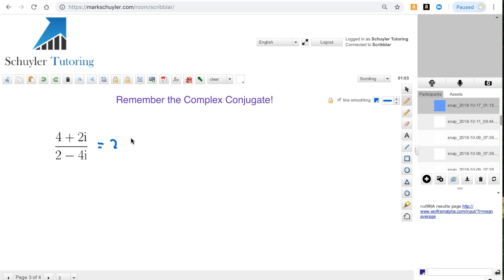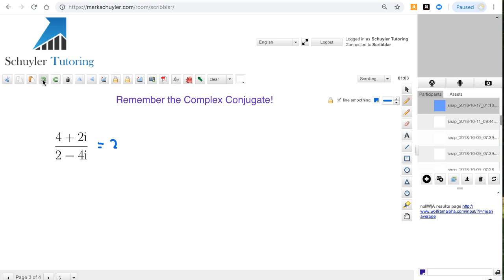They think it's going to be, well, 4 divided by 2 is 2, and then I just have to divide the positive 2i by the negative 4i, and maybe they might think that's, I don't know, negative 1/2 i, right? Because 2/4 is 1/2. So no, that's not right. Let me get rid of that. I don't even want to look at that on the page.